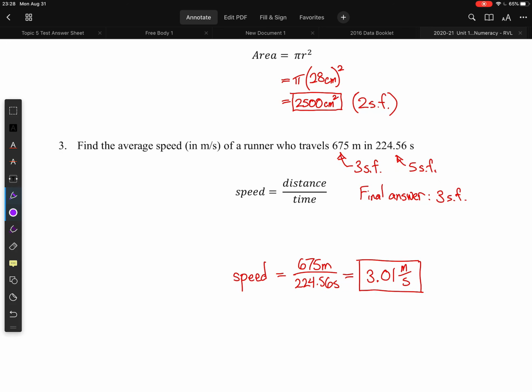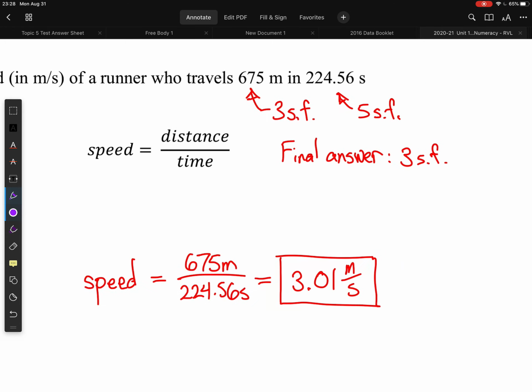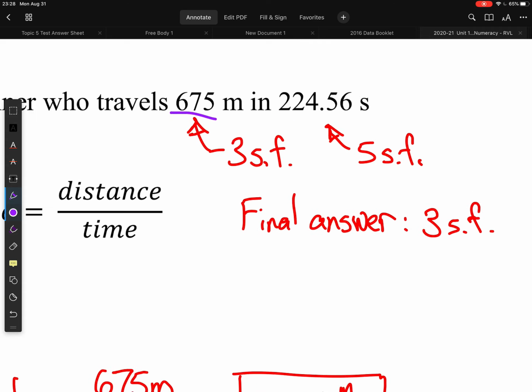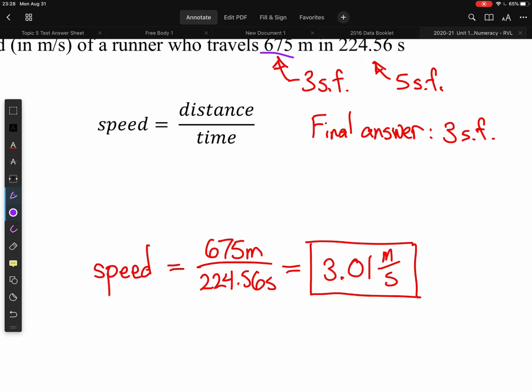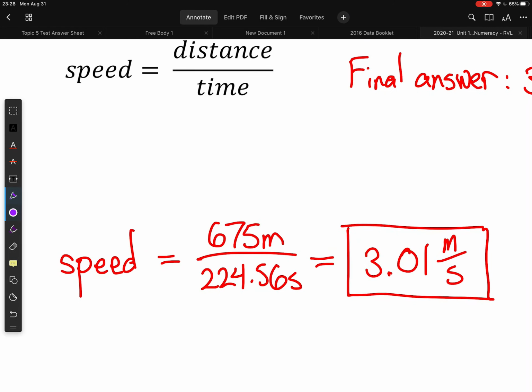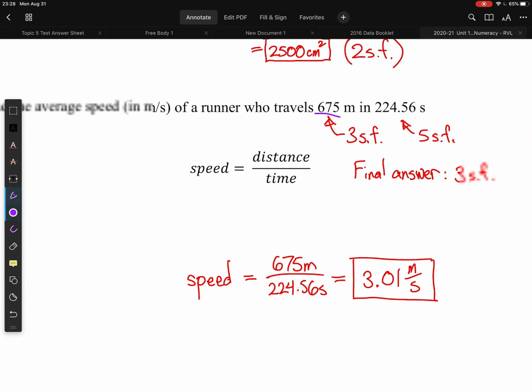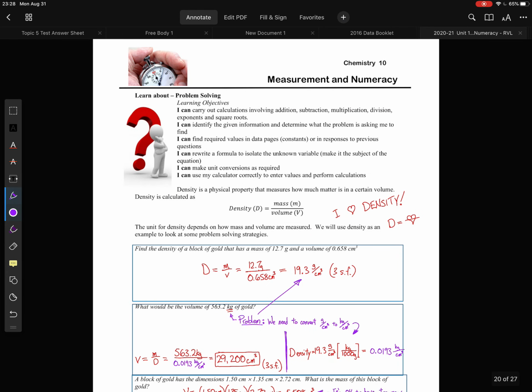Okay, find the average speed in meters per second of a runner who travels 675 meters in 224.56 seconds. Well, our final answer will have three significant figures because the smallest number of sig figs in the values that we will be calculating with is 3. So we plug this into our calculator again, and we round off to 3.01 meters per second.